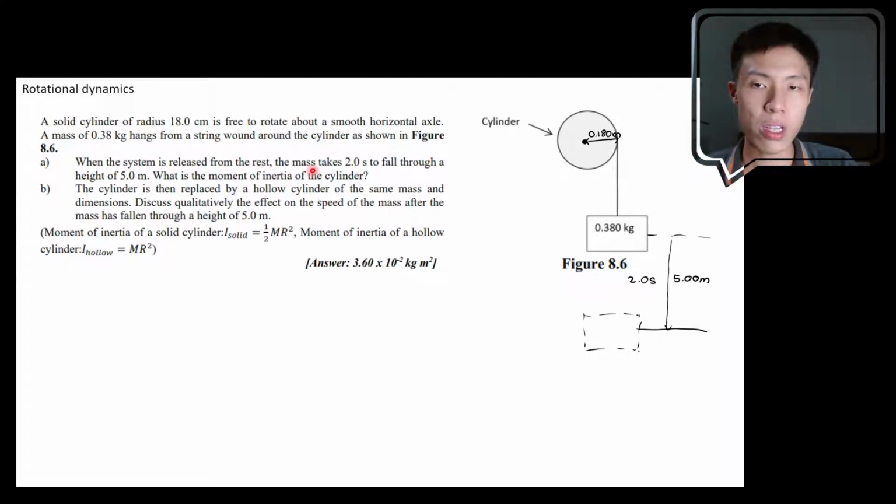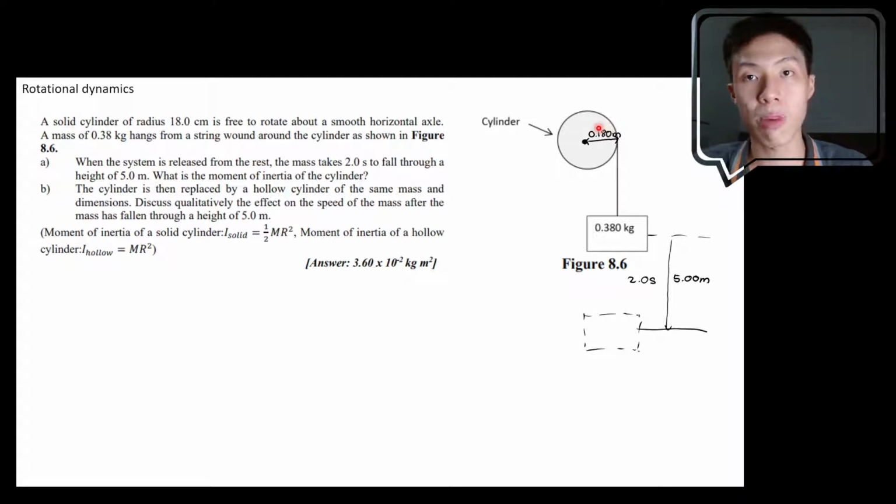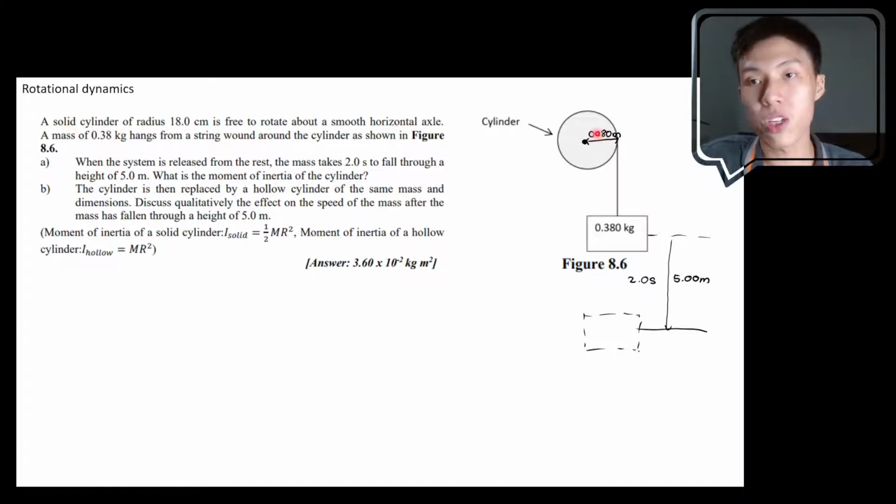Okay, let's not focus too much on what the question is asking for. Let's focus on trying to understand the situation clearly. So if we are talking about a situation involving chapter 8, especially rotational dynamics, it's important that we start by drawing the free body diagram for the objects in the system now. Okay, so what we have in the system now is a cylinder and a mass over here. So you know that this cylinder will be rotating, but it will not be changing position.